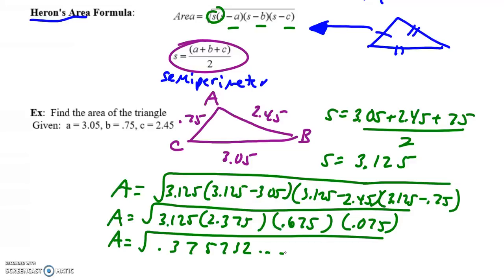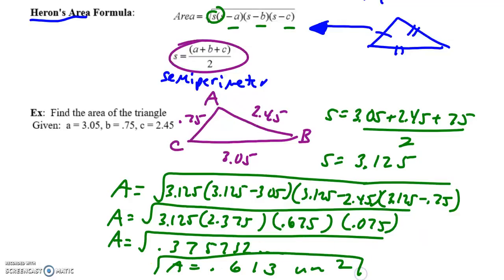So second step, square root, second answer. I got my area to be very small, 0.613 units squared. So the area of this triangle, using Heron's formula, will be 0.613 units squared.